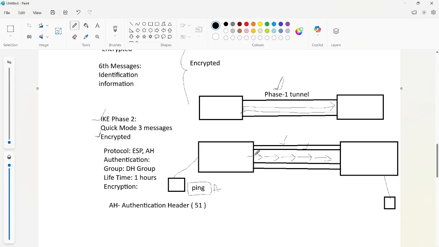So this information will be in this payload. If you are using AH, this AH will be the payload here. This AH will carry your ICMP echo request packets.